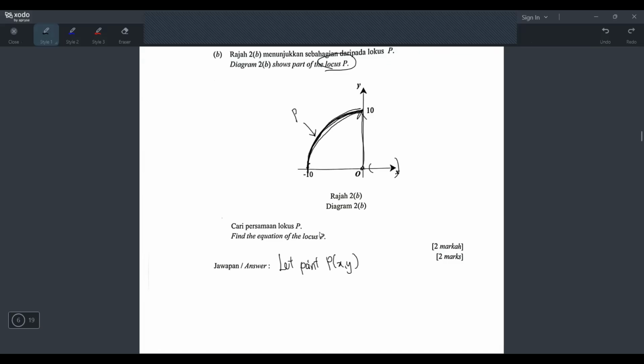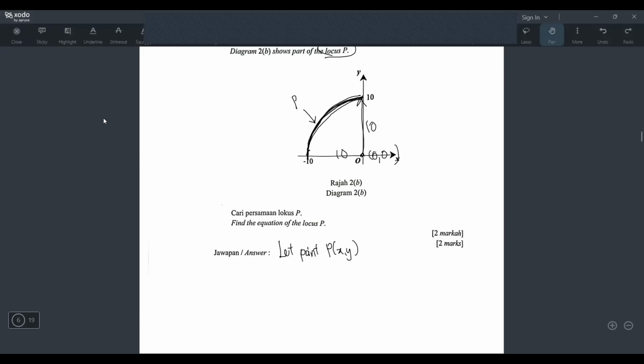And do you remember the two pieces of information you need before finding the equation? You need the center coordinate and the radius. Do you have those two things? The center coordinate is (0, 0), and the radius is also given, 10, right? If you have these two, you can find the equation of the circle, the equation of P. But how will you find it?